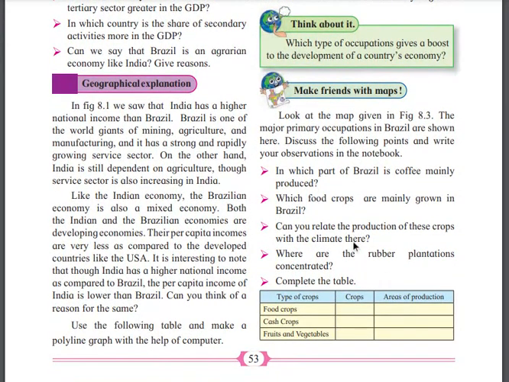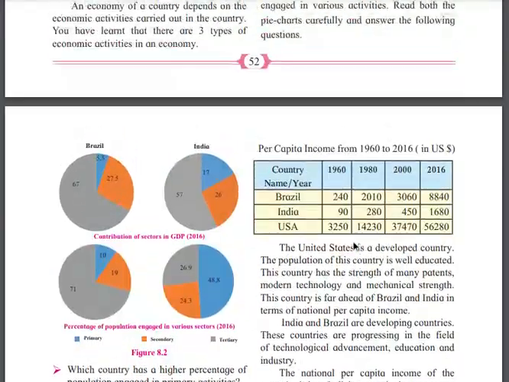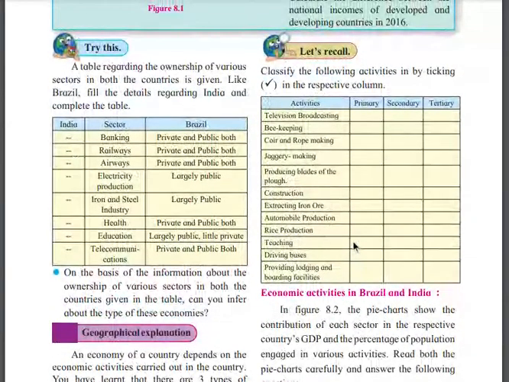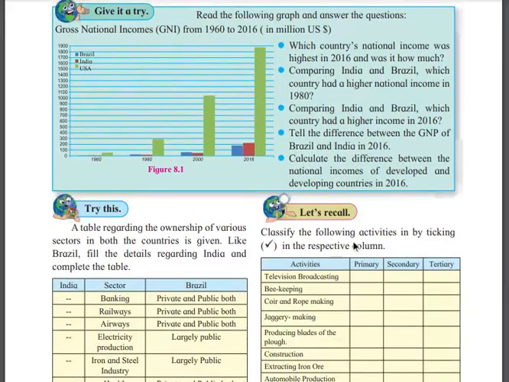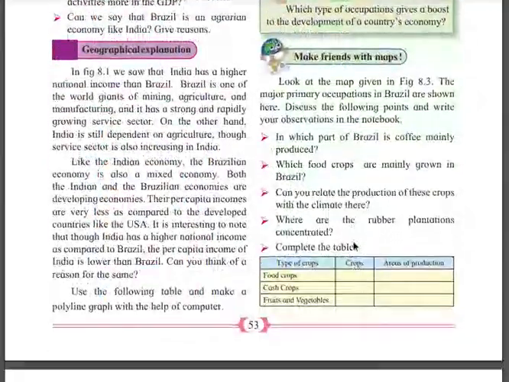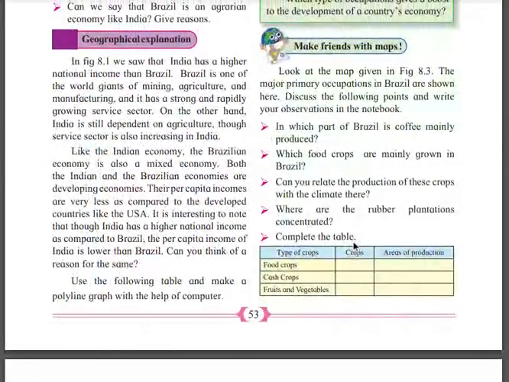So let's try to understand the geographical explanation of the economy. In figure 8.1 we saw that India has a higher national income than Brazil, right? India's national income is higher than Brazil's.